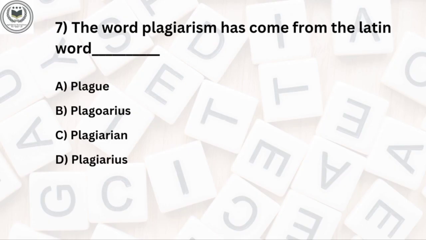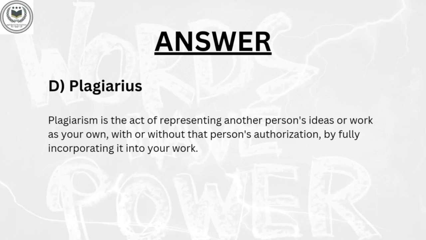Seventh question is, the word plagiarism has come from the Latin word option A plagiu, option B plagiarius, option C plagiarian and option D plagiarius. The answer of the seventh question is option D plagiarius.